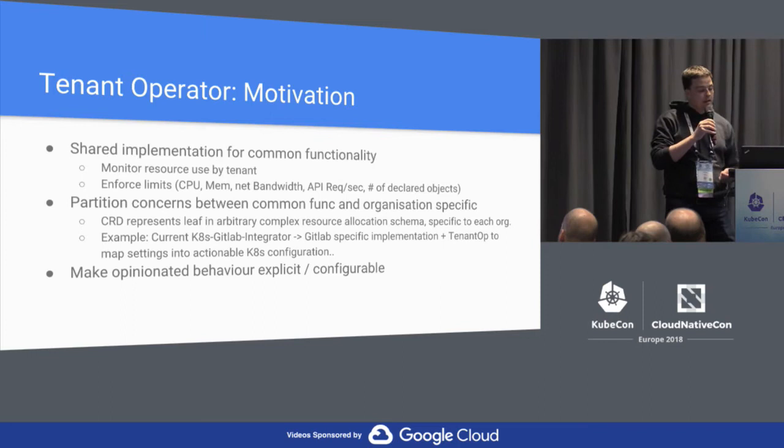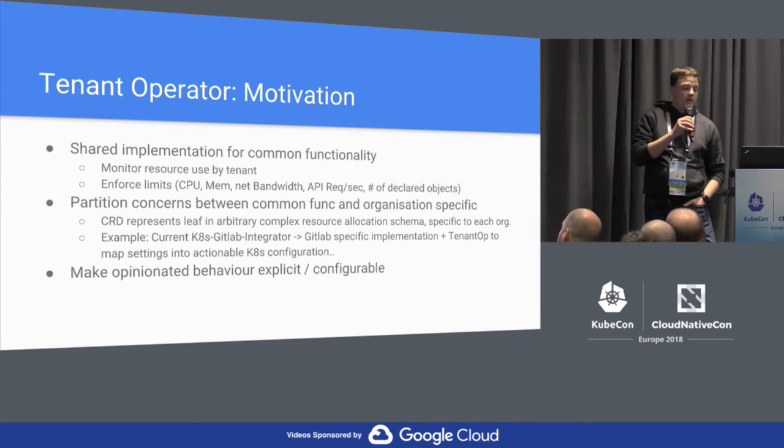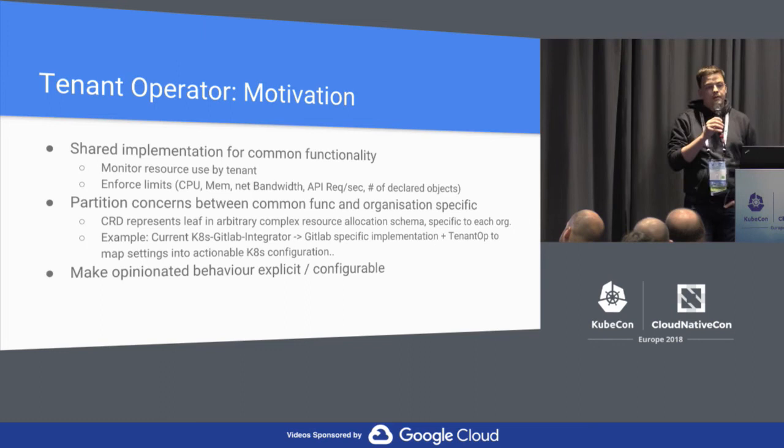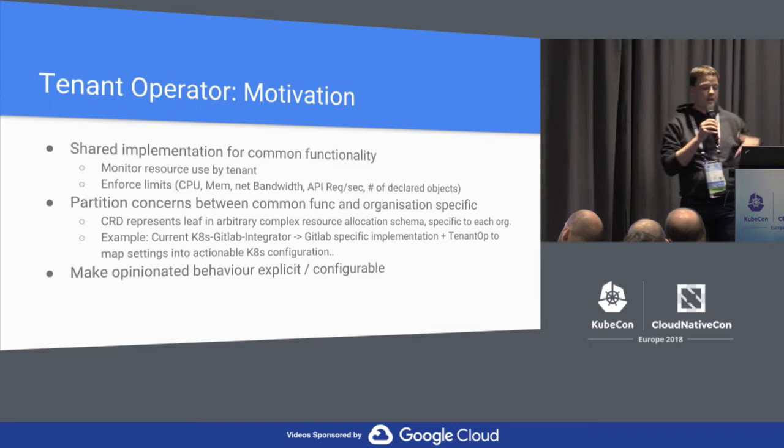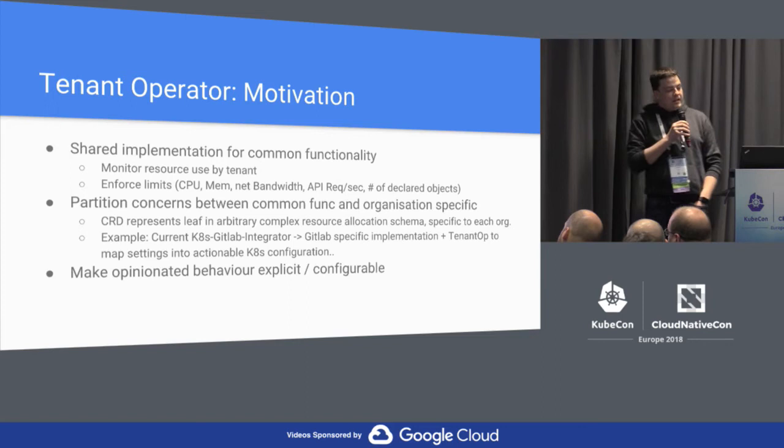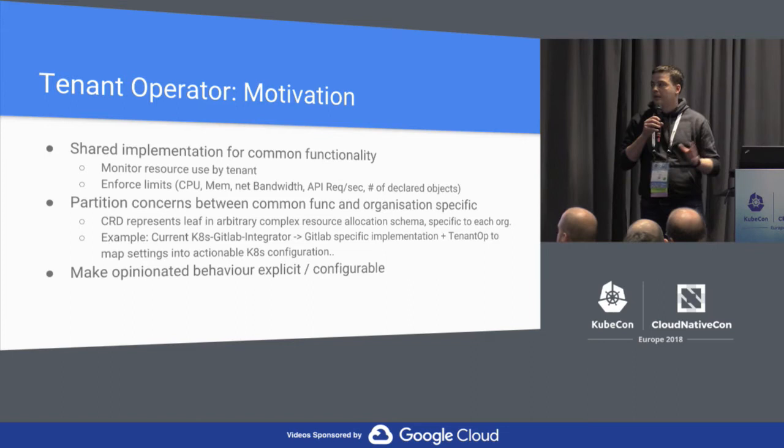So the idea here is that we want a shared implementation for that common functionality that we can use to monitor the resource used by the tenant because we need the quotas here, and of course enforce the limits for CPU, memory, net bandwidth, and probably also the number of declared objects, because we have some students that really fire up a lot of pods and a lot of containers, like 9,000 of them per 10 minutes or so. It's crazy. So just to give you some numbers here, currently the cluster has 2,000 namespaces and about 12,000 role bindings. That's the numbers we run, and 5,000 pods or 6,000 pods.